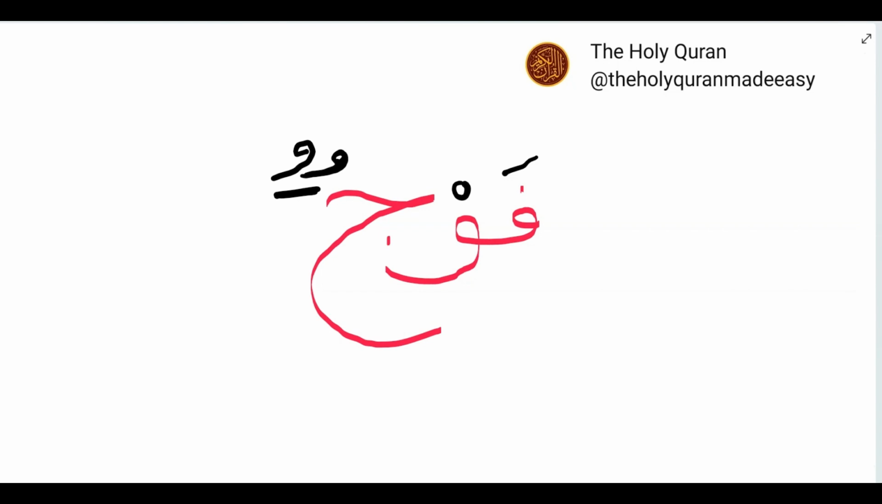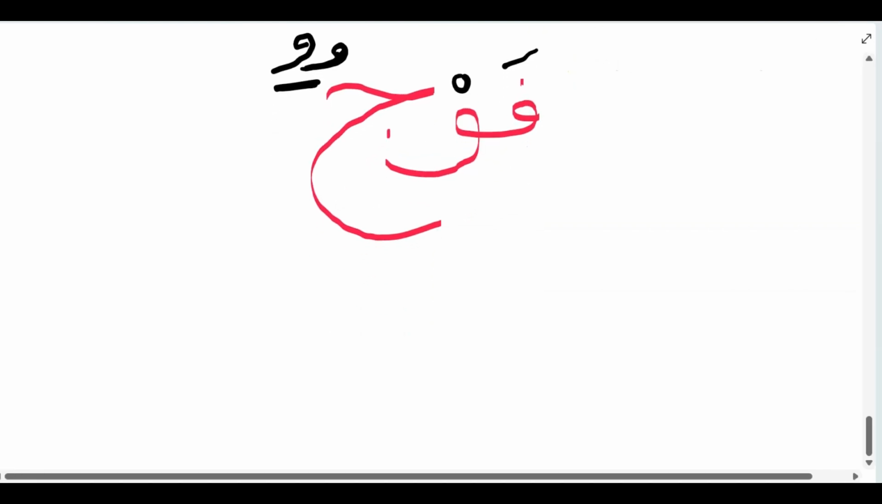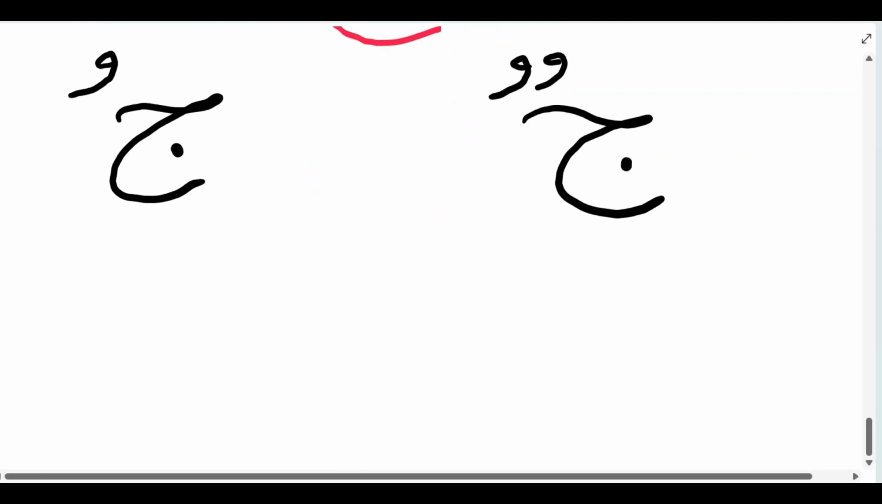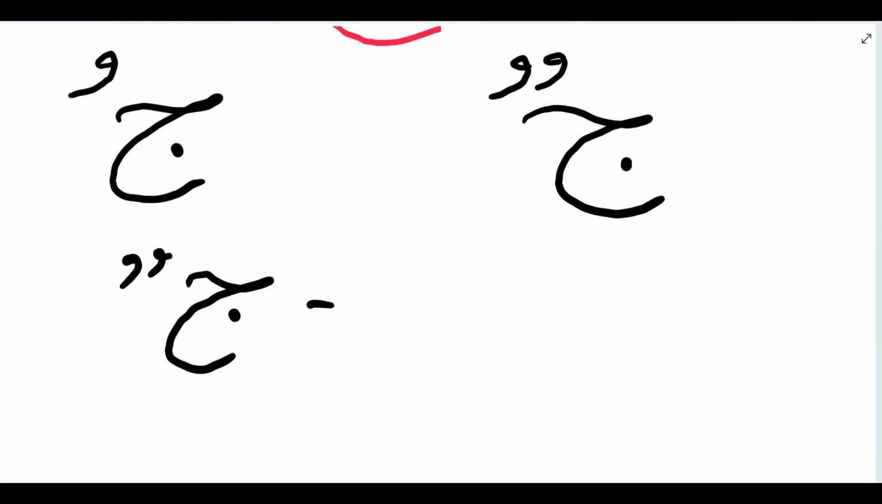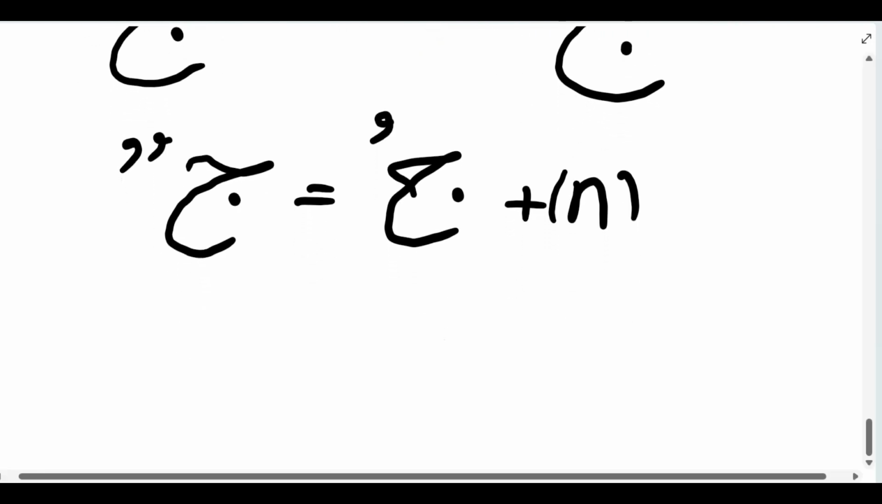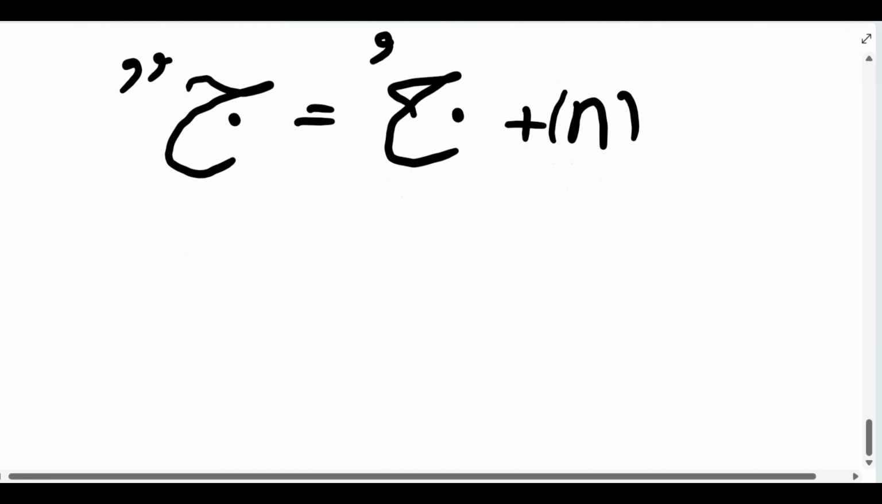It's two of these, and they're called tanween ad-damma. Damma is ju, and two of them, tanween ad-damma, is jun. So we can say that jun equals ju plus n. It looks like a mathematical equation, like function f of x equals blah blah blah. That's a bad joke.